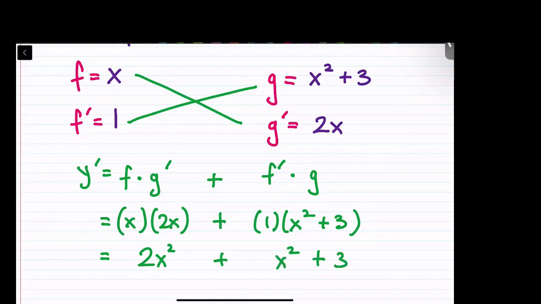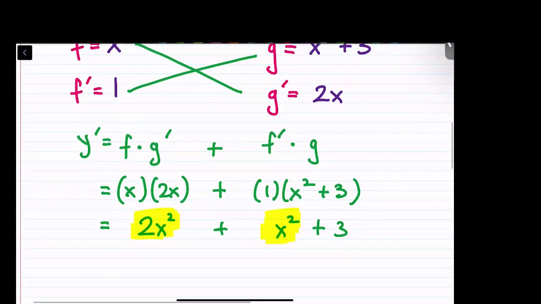Let's simplify this some more by combining like terms. Do realize here that these two terms are like terms. So we have 2x squared plus x squared. Add them, and we have 3x squared plus 3. Finally, our answer is in its simplest form. So this right here is the derivative of our original function.